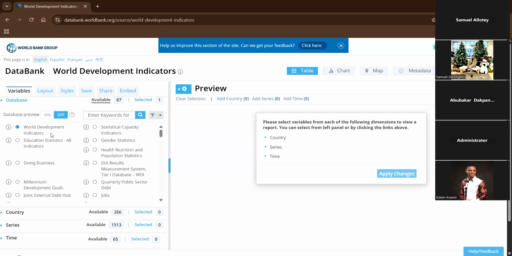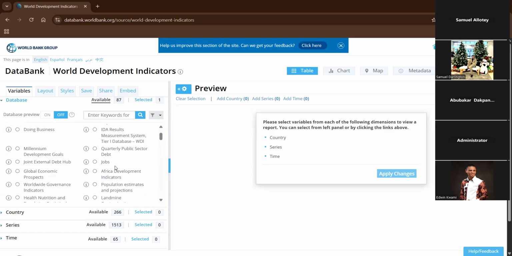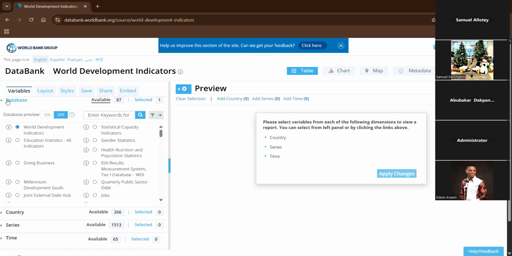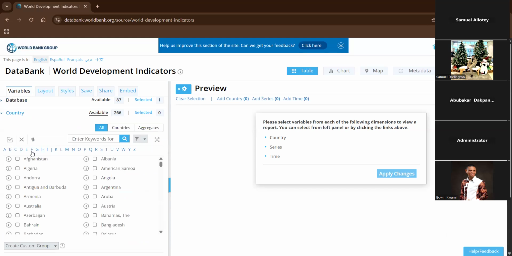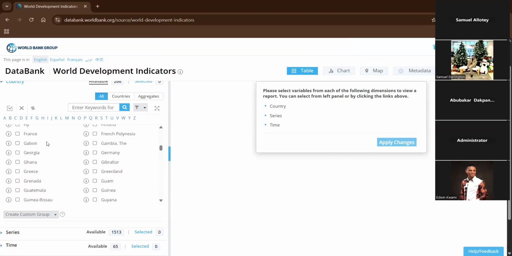So World Development Indicators is the basic one that we normally use, which is the first database, or you can choose any of the others. If you want data related to gender, you can select the gender statistics. If you want data related to jobs, African development indicators, population estimates, depending on the kind of data you want, you can choose any of the databases. And the countries too, you can select the countries that you need. So you see we have Afghanistan, Algeria, all the countries are available here, including China, Ghana, South Korea. Every data is here for all countries.